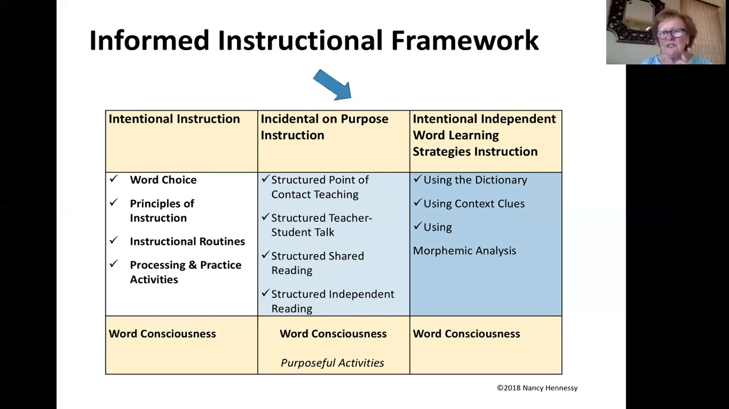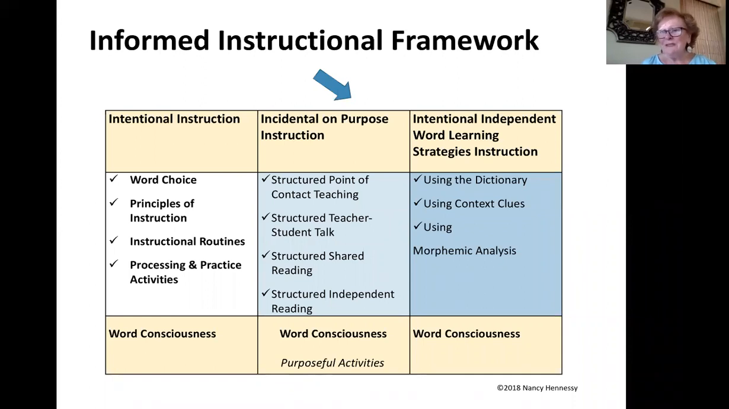Same thing for structured independent reading. Most of students' knowledge of word meaning after they can read independently is going to come through their independent reading. Again, we can't teach them all of the words. And then we've already mentioned the importance of the dictionary, but also context clues and morphemic analysis.